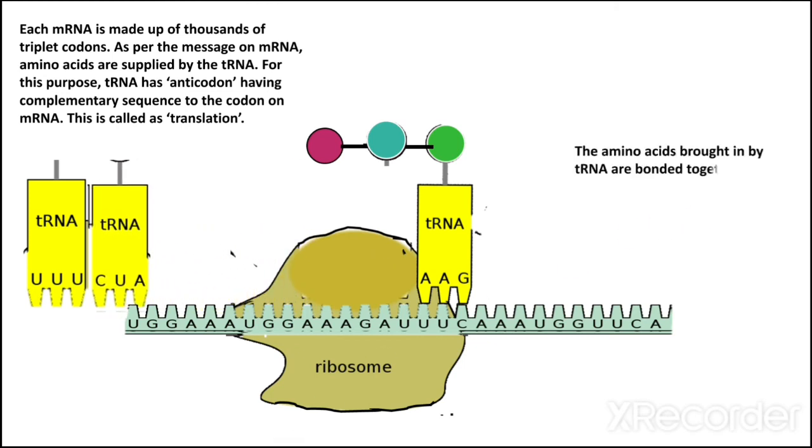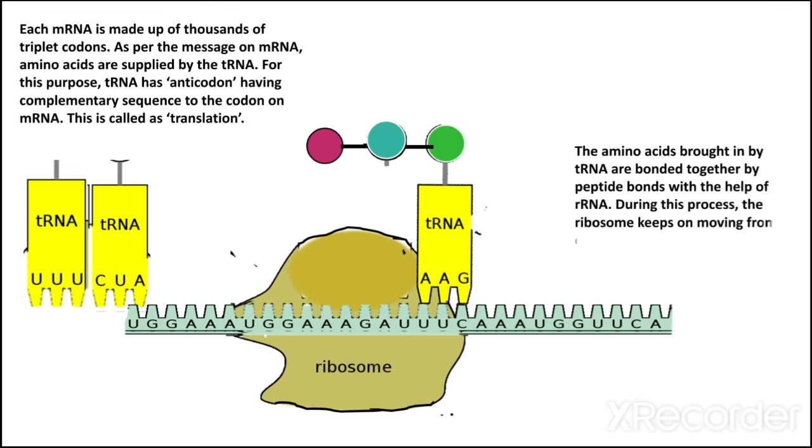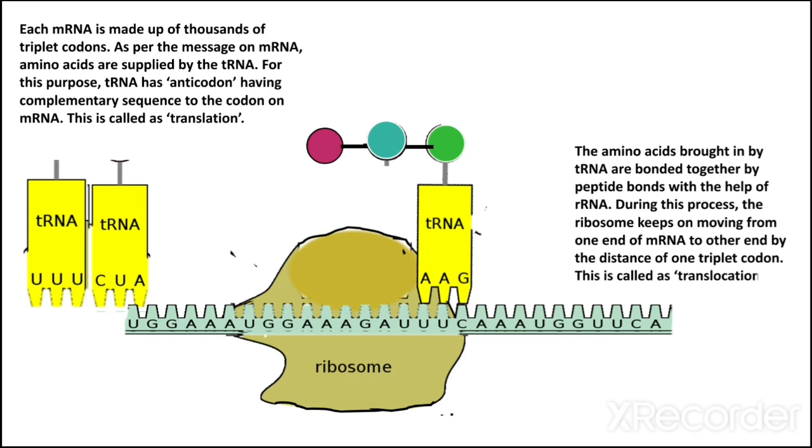The amino acids brought by tRNA are bonded together by peptide bonds with the help of rRNA. During this process, the ribosome keeps on moving from one end to the other end of the mRNA by the distance of one triplet codon. This whole process is known as the translocation process. This process will continue till the required protein is synthesized.